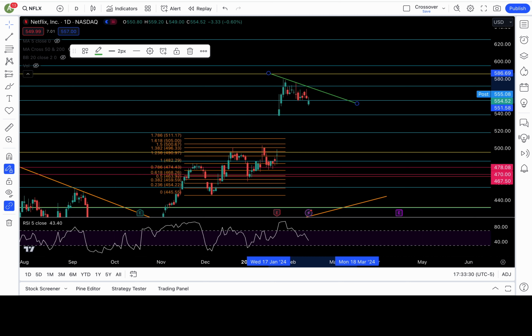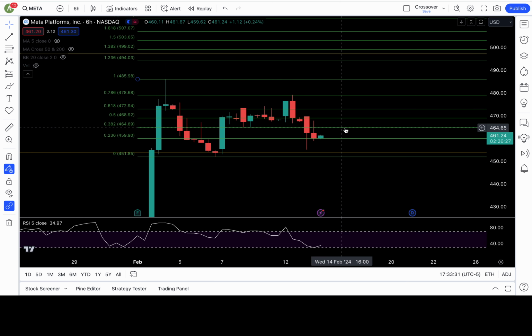All right, Meta, I got support at 460. For me to trust the bounce, 462, 463.5 and 465 all must clear to put 469, 471 and 473 back in play.